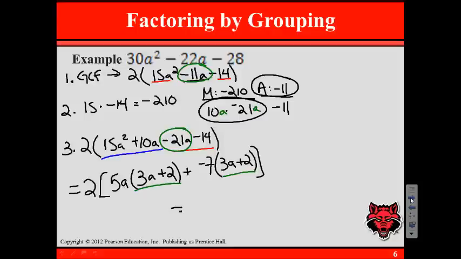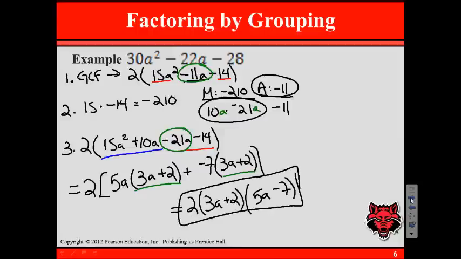So in the answer, we have our greatest common factor. We then factor out the binomial, 3a plus 2. When we factor out the 3a plus 2 from the first term, we're left with a 5a. From the second term, we're left with a minus 7. And just like any other factoring problem, you can always go back and check your work. When you multiply it back, you should end up with the original polynomial.